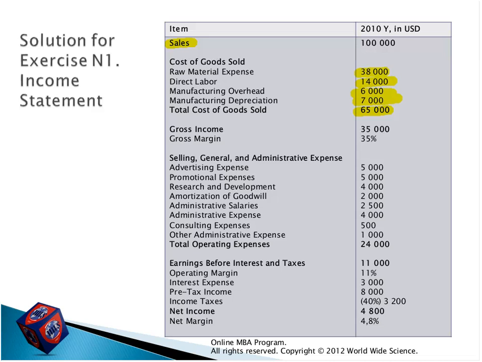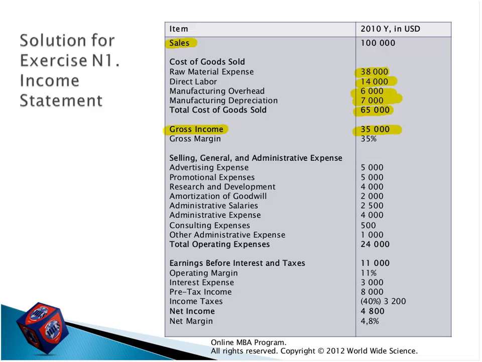We take our cost of goods sold and deduct it from the sales, then we can see our gross income. So gross income equals 35,000. Have you got this amount? I hope so, because I haven't checked your papers on this assignment.